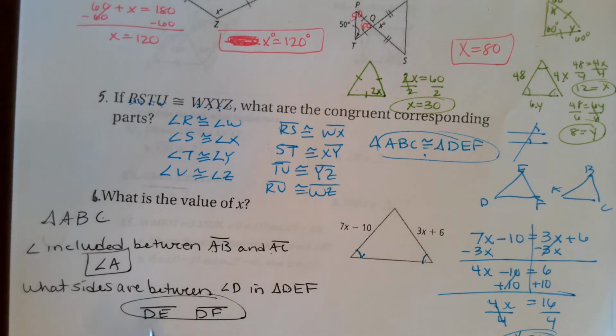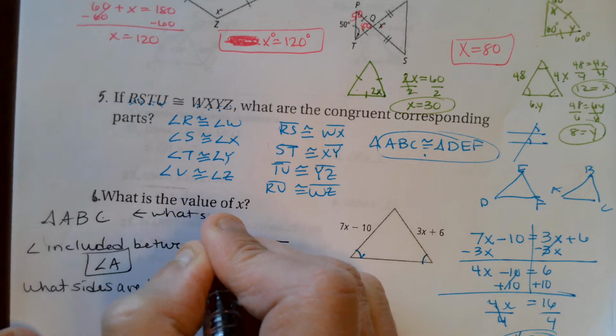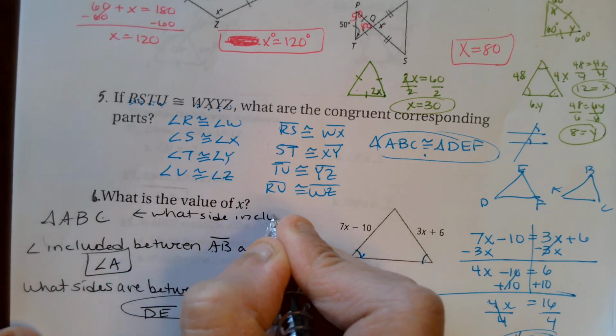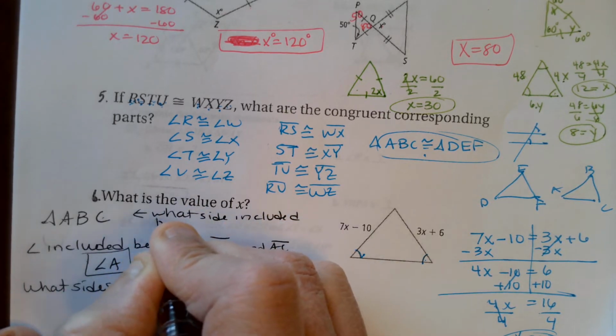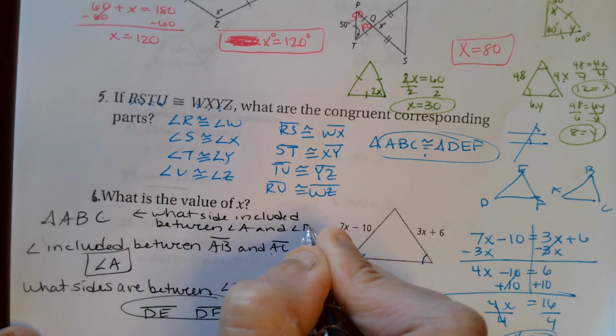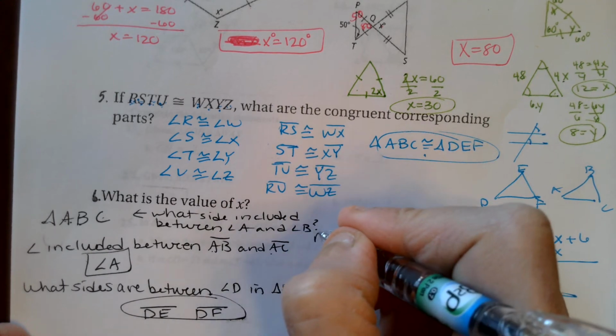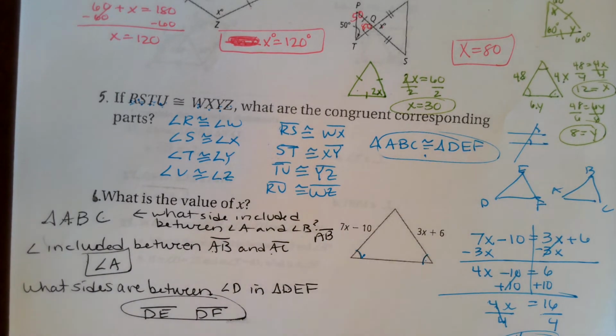All right, now let's go back up to this. What side is included between angle A and angle B? AB. Remember, a side is a segment, and included is right between those two things. So the only thing between angle A and angle B is the side AB.